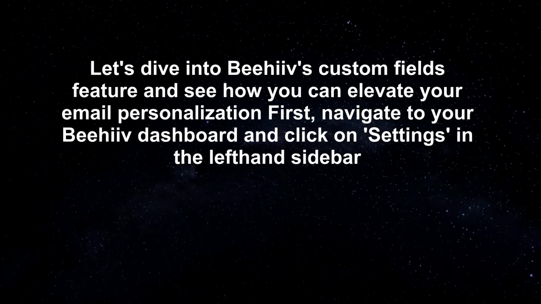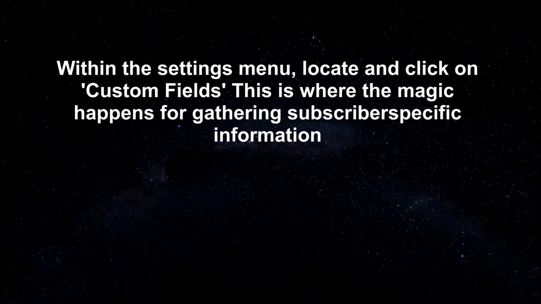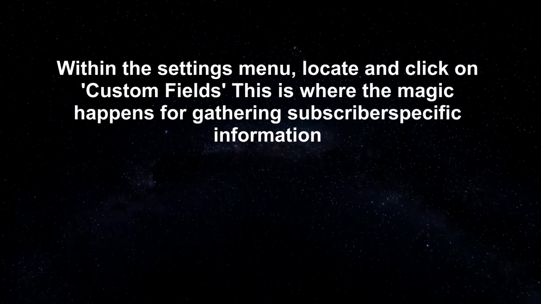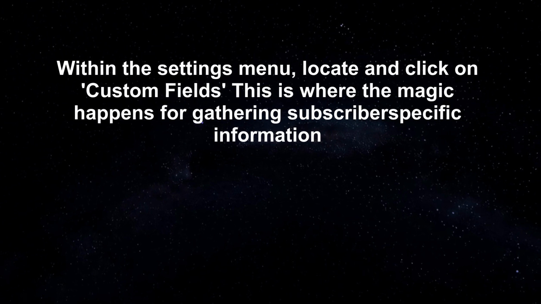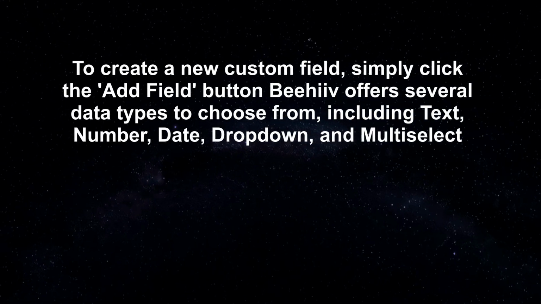Navigate to your Beehiiv dashboard and click on Settings in the left-hand sidebar. Within the Settings menu, locate and click on Custom Fields. This is where the magic happens for gathering subscriber-specific information. To create a new custom field, simply click the Add Field button.